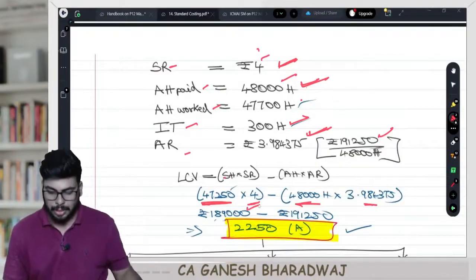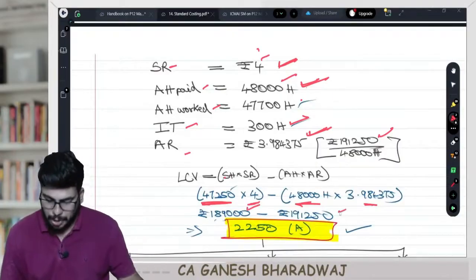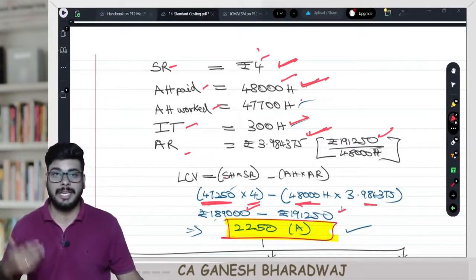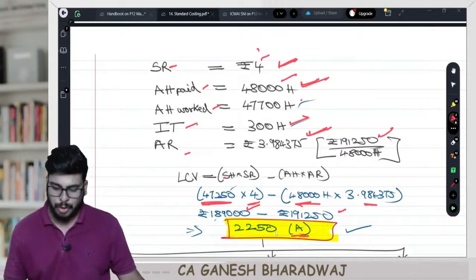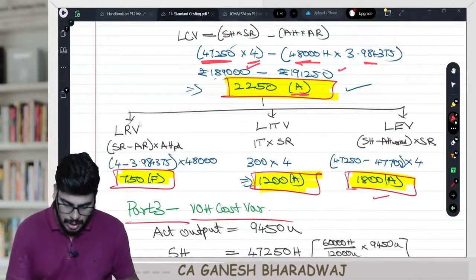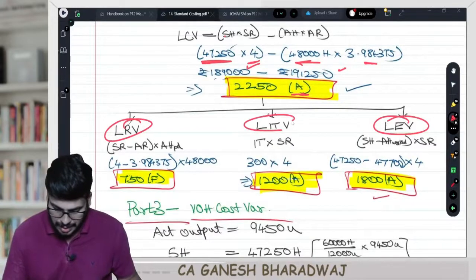So you should have incurred a total labor cost of 1,89,000, but you've actually incurred how much? 1,91,250. Clearly the actual is more than the standard, which means it's an adverse variance to the tune of 2,250. Are you clear with this? So now this gets bifurcated into 3: labor rate variance, efficiency variance, and idle time variance.